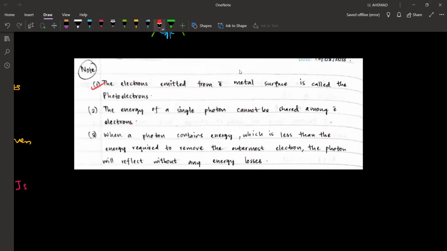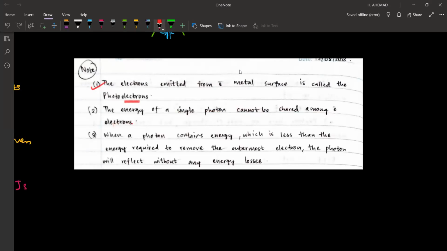The electrons emitted from the metal surface are called photoelectrons. Okay. Due to that light, UV light, the electrons emitted, we call them photoelectrons. Always remember, the energy of a single photon can only be used by a single electron. Okay, it cannot be shared among electrons. That's important. The energy of a single photon cannot be shared among the electrons.